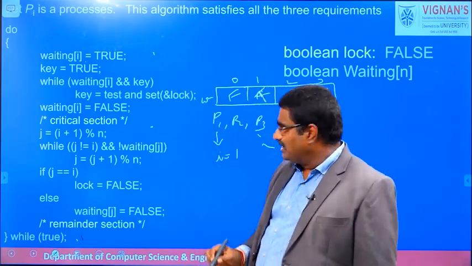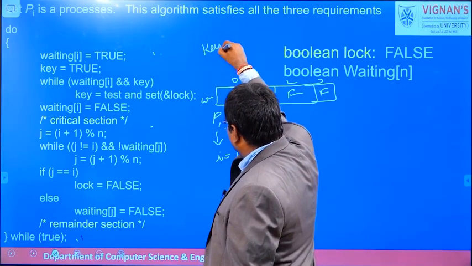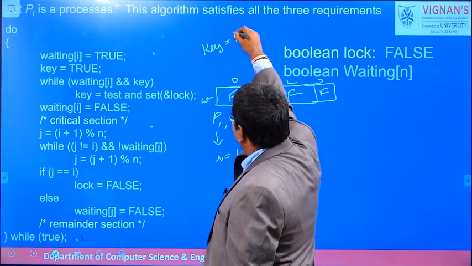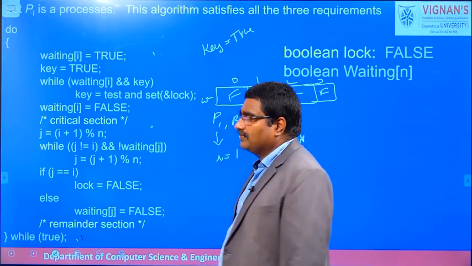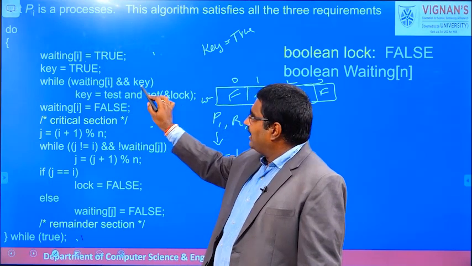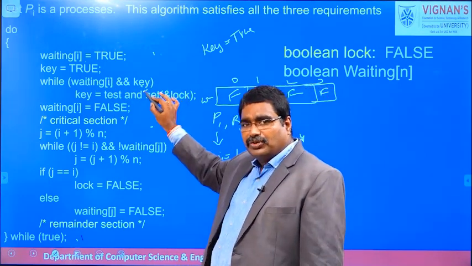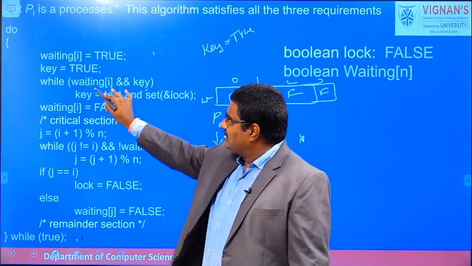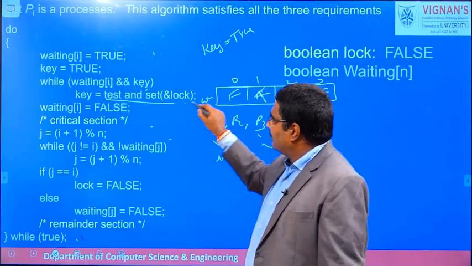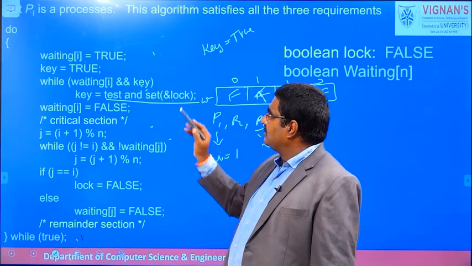Next we assign key equal to true. Key is a Boolean variable and initially its value is false. Now we assign the true value. And now we execute the statement while waiting of i and key. Waiting of 1 is true and the key value is also true. Both are true, for that reason this statement is executed. What is this statement? It is simply the test and set of lock.